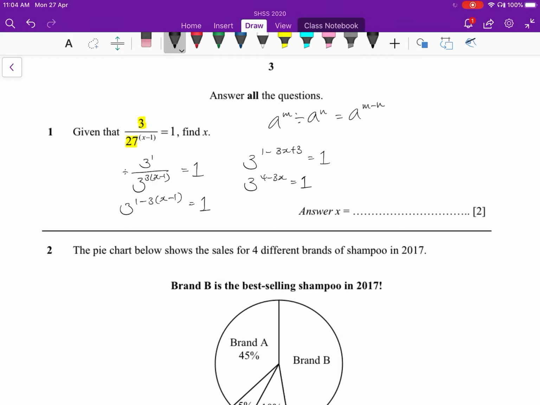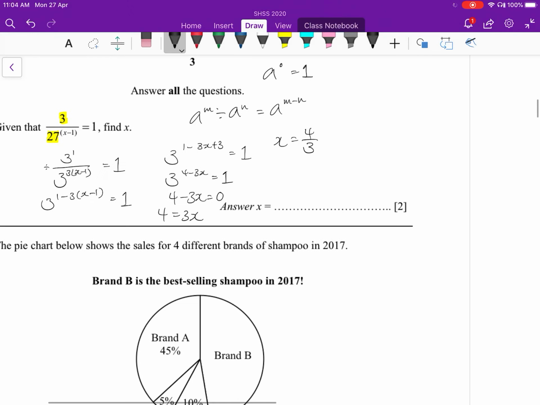Now, we know 3 to the power of 0 gives you 1, because anything to the power of 0 will give you 1. So 4 minus 3x is actually equal to 0. If we solve, 4 equals 3x, x equals 4 over 3. Of course, the answer is 4 over 3. Must change to mixed number. So it's 1 and 1/3. Now, there's another way to do it.